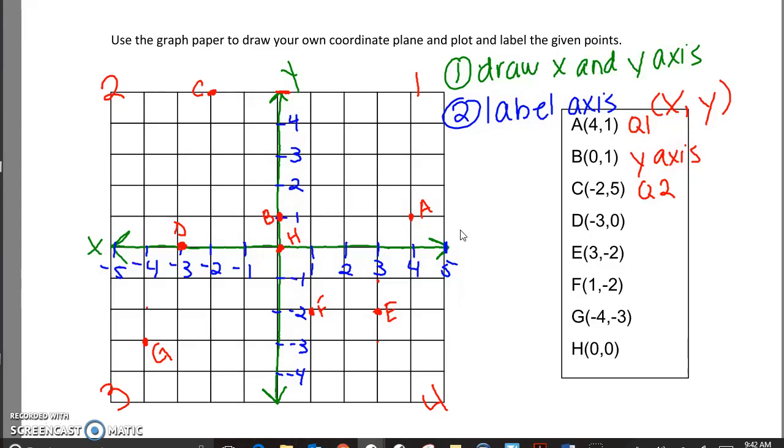D is on the x-axis. I can know that right away by knowing there's a 0 in my ordered pair. E is in quadrant 4. F is in quadrant 4 also. G over here in quadrant 3. And H is not on the x-axis or the y-axis, but it's 0, 0, and we already know from our vocab that that is at the origin. That's where it's located.